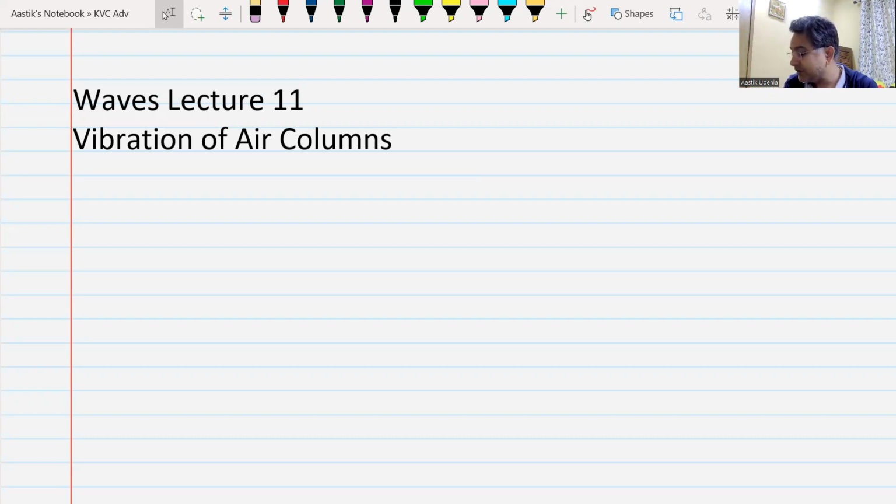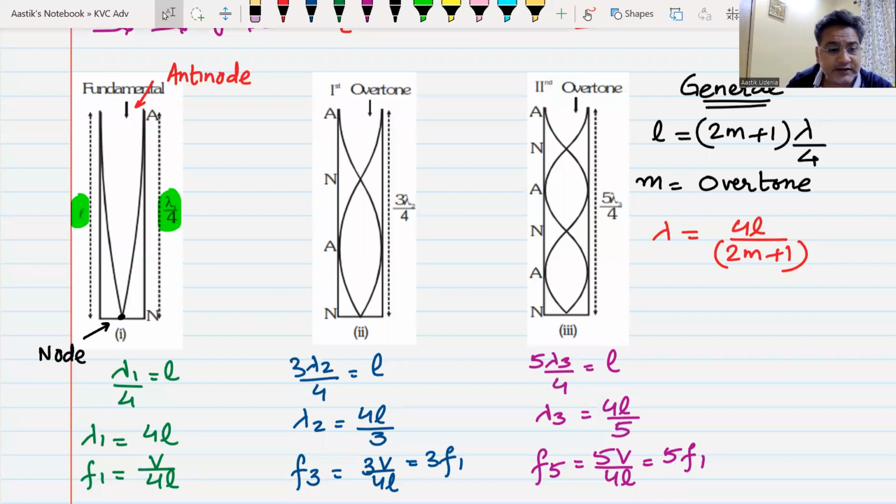Basically, we are dealing with organ pipes, open and closed. Closed means it is closed at one end and it is open at the other end. And do you remember nodes, anti-nodes for this one? Yes, sir. We had seen that this closed pipe is basically like a string which is fixed at one end.